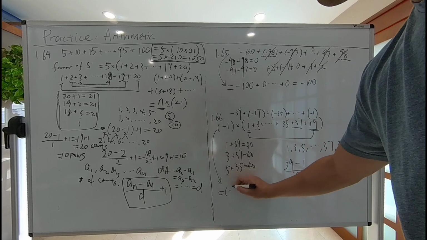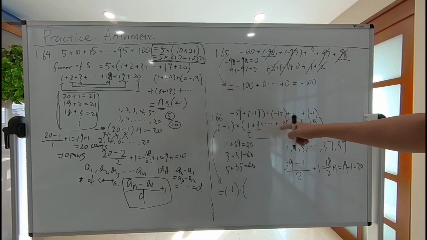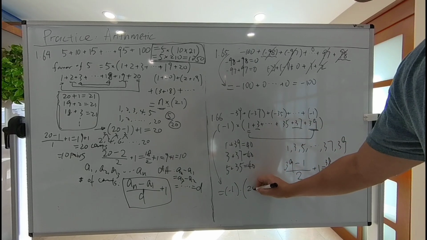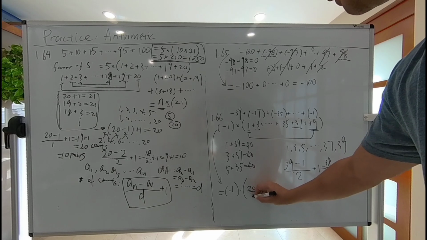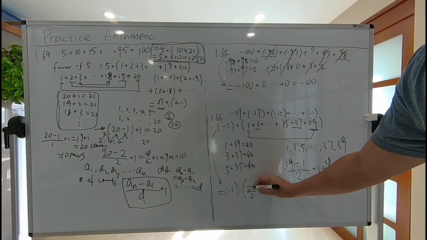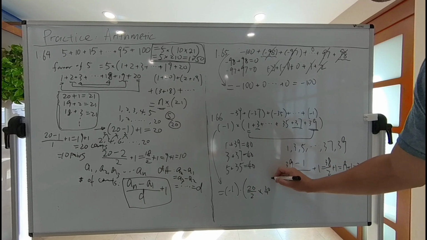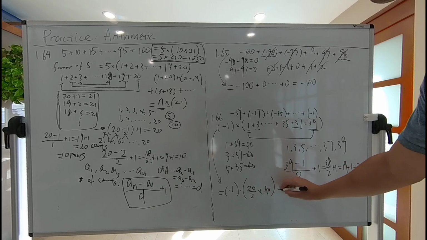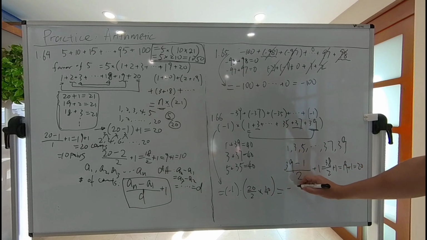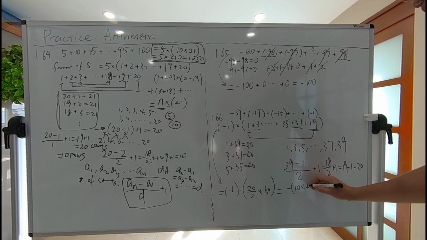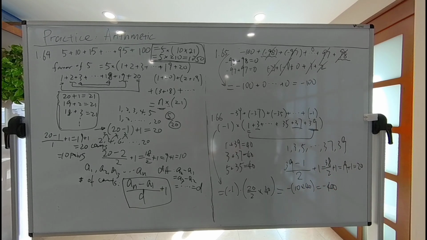Let's copy down negative 1. And then within here, I have 20 numbers, which is 10 pairs. And then the summation of each pair is equal to 40. So it's negative 10 times 40. So it's negative 400. Okay.